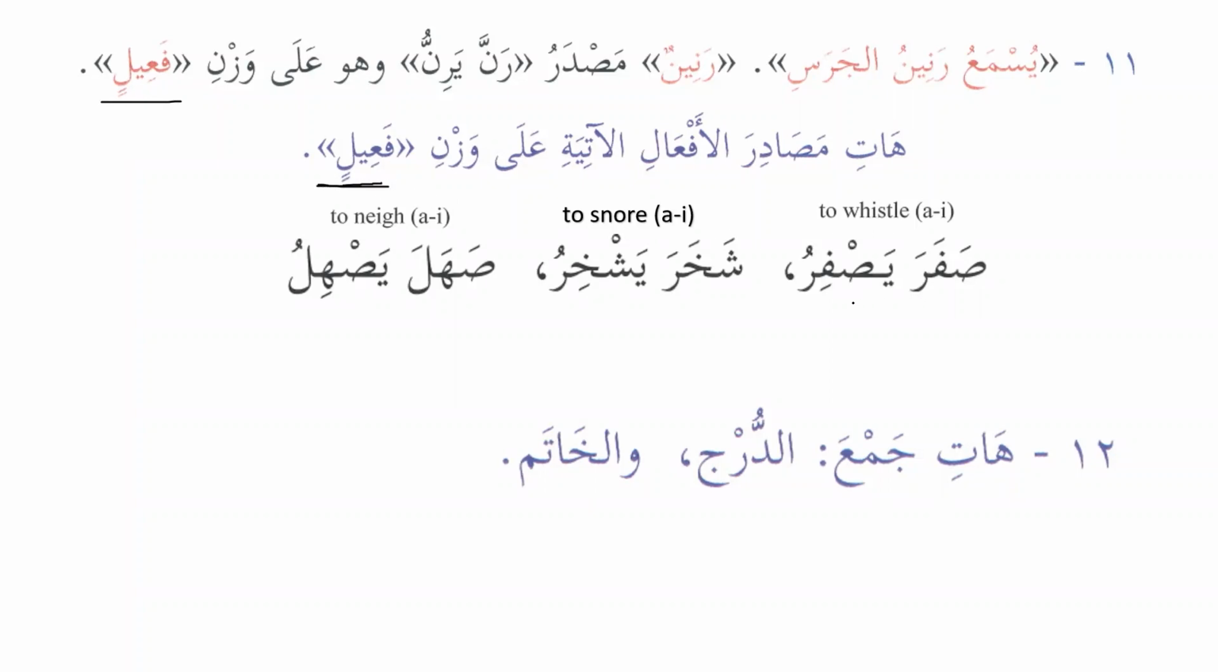So safara yasfiru, to whistle, and we have to provide a masdar on the pattern of fa'ilun. Safir, Ustad, the one which you get in tajweed. Safirun, yeah, exactly, in tajweed. Perfect. So there are some letters, when we pronounce them, we have to have the sound of whistling. Excellent. Then we have shakhara yashkhiru, to snore. This one is shakhir. Shakhirun, snoring, right? And then we have sahala yashilu, to neigh. Sahilun, excellent. Neighing, okay. The neighing of the horses.